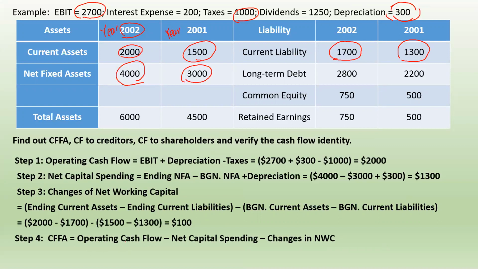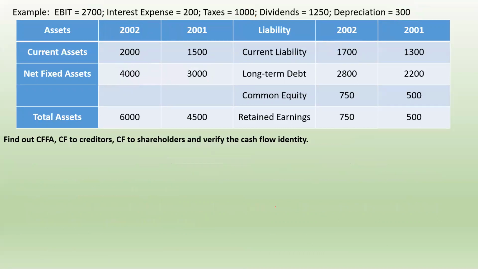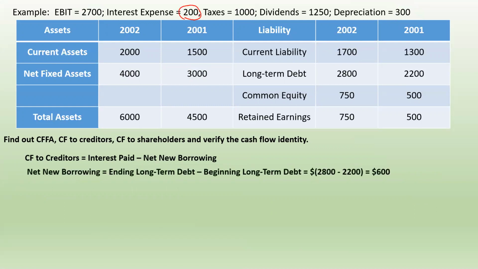So the cash flow from assets, according to the formula, is 600. The cash flow to creditor is interest paid, the interest expense is here, minus net new borrowing. Net new borrowing is the ending balance minus the beginning balance of the long-term debt, which is 600. So the cash flow to creditor is negative 400.